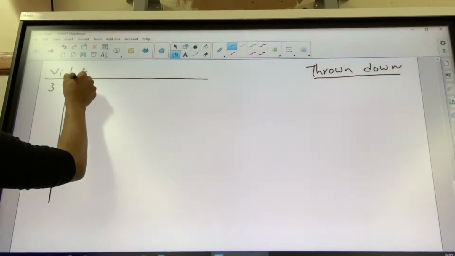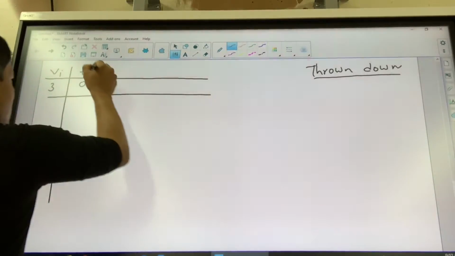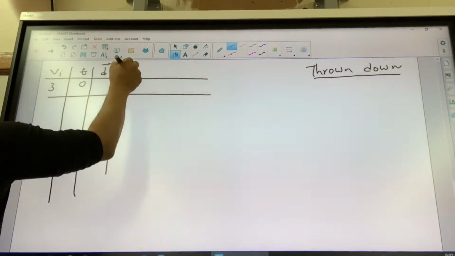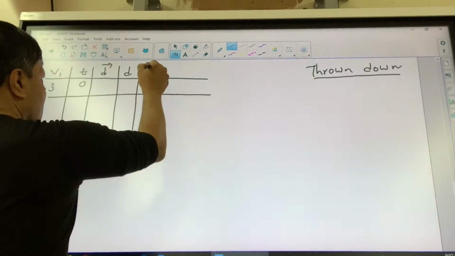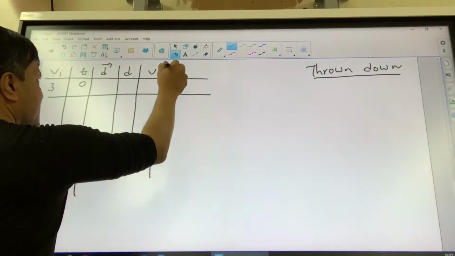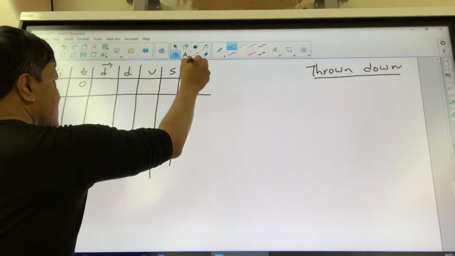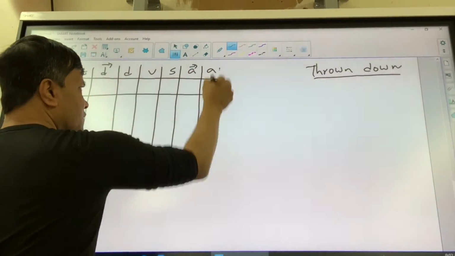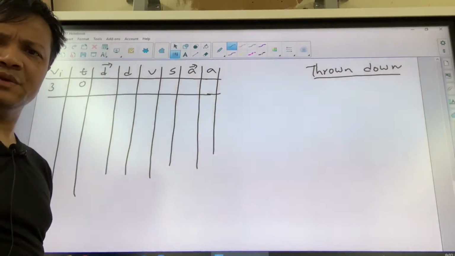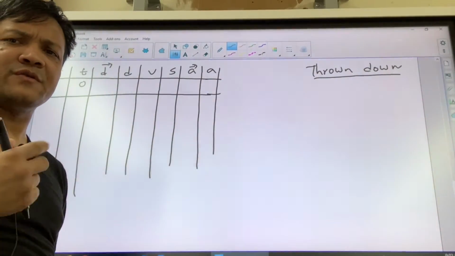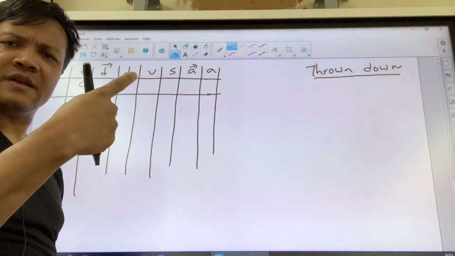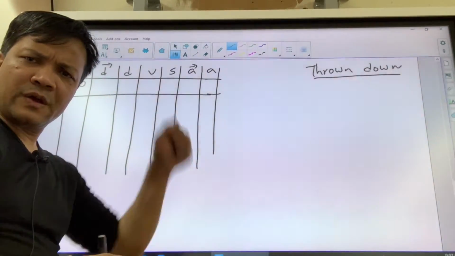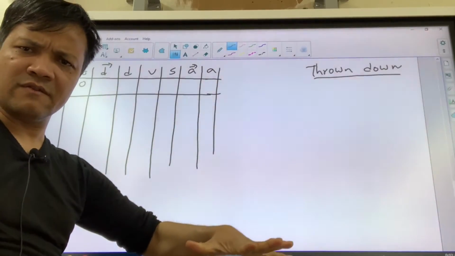Time we list as 0, and then we're going to find the displacement, and then the distance, and then the velocity, and the speed, the acceleration due to gravity, and then the magnitude of acceleration due to gravity. We're going to do it for 0 second, 1 second, and 2 second. However, we're going to keep the initial velocity 3.